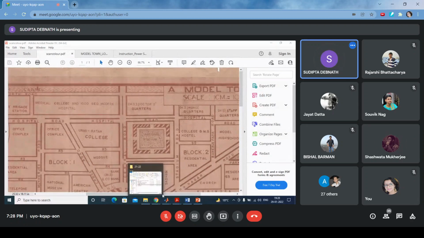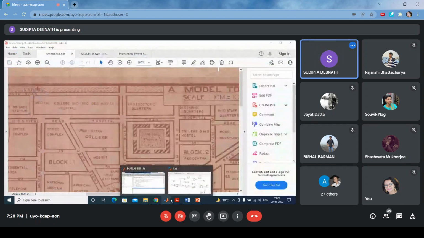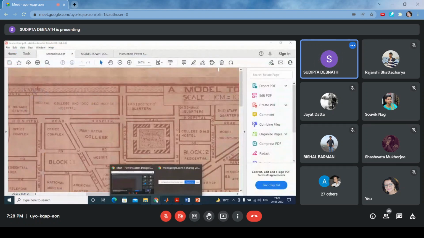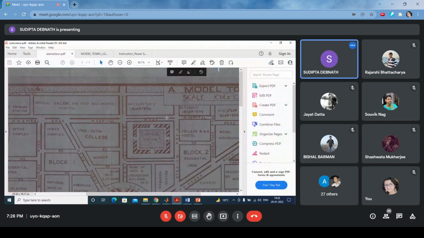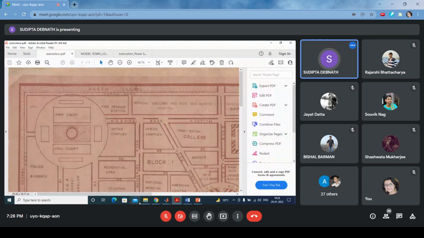Okay. Now, what you have to do, each block we divide into 4 sub-blocks. Suppose you are 9 students. So 4 sub-blocks means three sub-blocks with 2 students each, and 1 sub-block with, say, 3 students. You divide it among yourselves. Okay. So you divide each block into 4 sub-blocks.